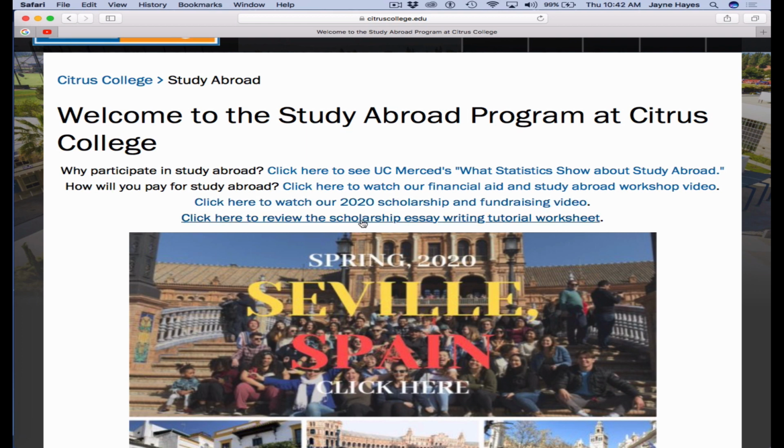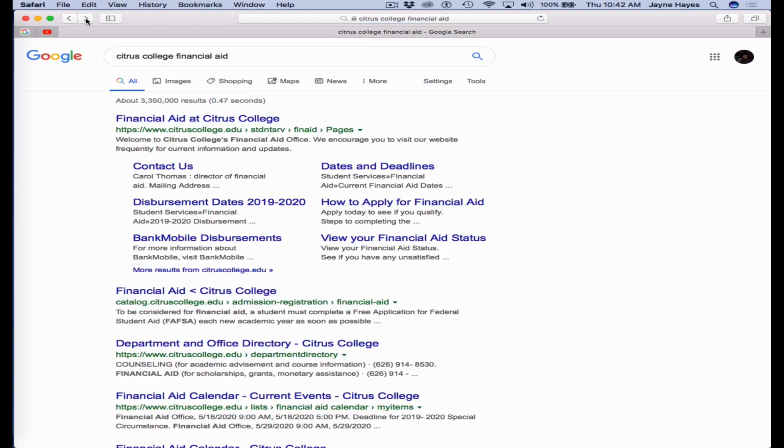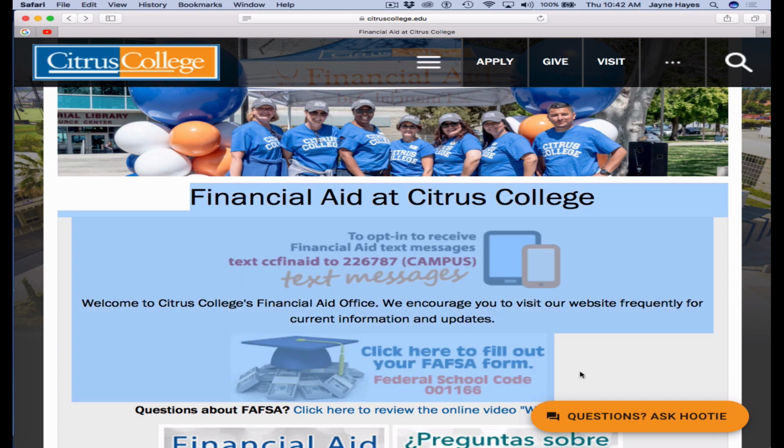Again, more scholarship information. It's going to give you more information regarding the different programs. For example, this is the one you guys are going to, right? Okay. So again, if you click on there, it's going to give you more information regarding that. Feel free to go ahead and ask Hoodie at the very bottom here. Ask them any questions there, and they'll give you some more information.